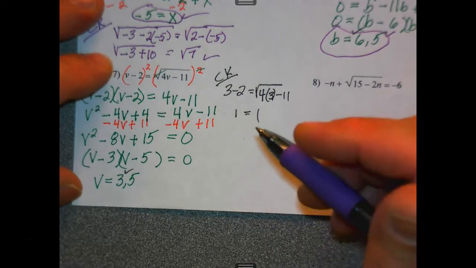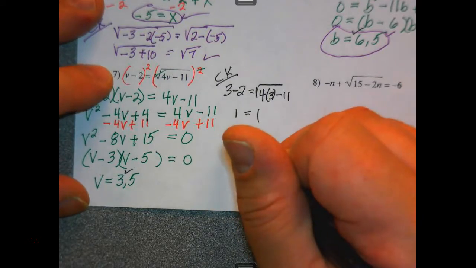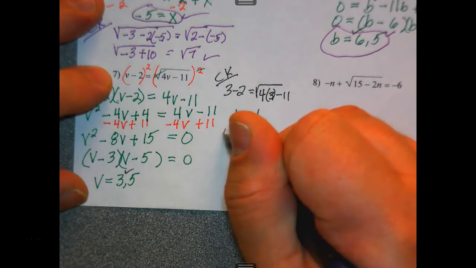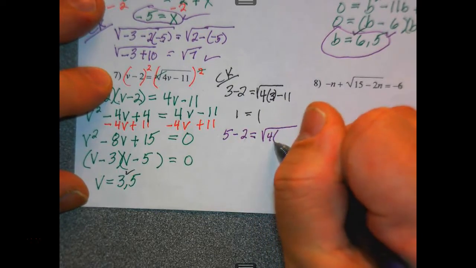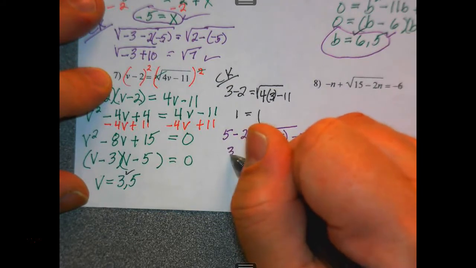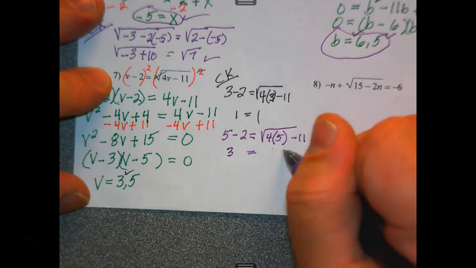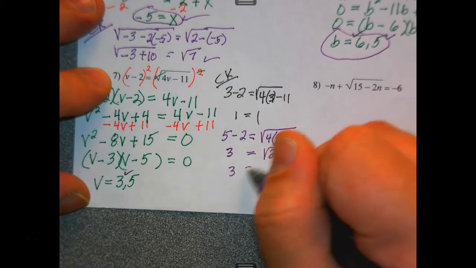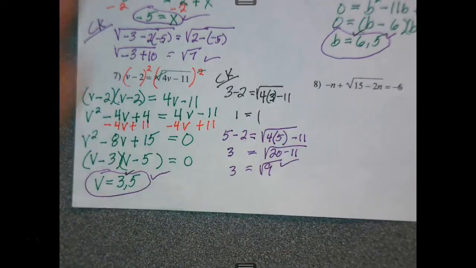How do you know? There's actually an easy way. I'll show that after the next problem. Okay, I have to check 5. 5 minus 2, does that equal the square root of 4 times 5 minus 11? This is 3. This equals 20 minus 11, and that's going to be 9. Yeah, hey, checks out. Guess what? They both check out there, Logan.